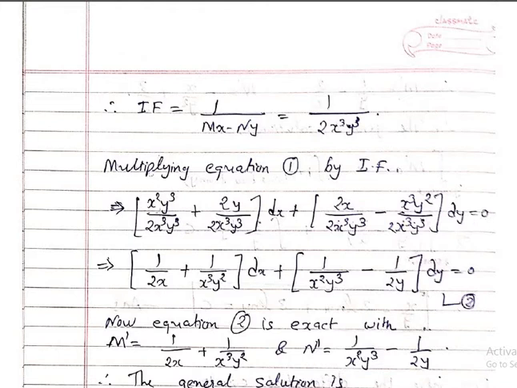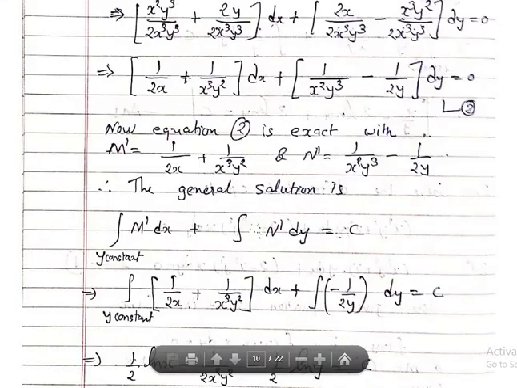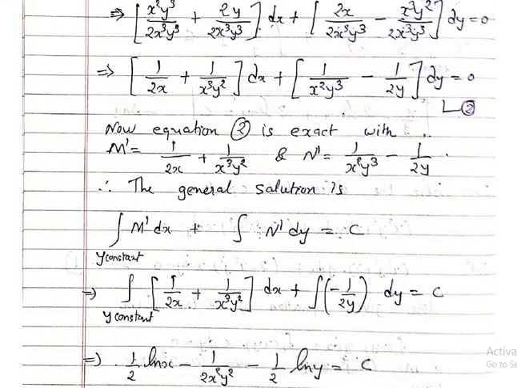Simplifying this, that will give (1 upon 2x plus 1 upon x cube y square) dx plus (1 upon x square y cube minus 1 upon 2y) dy is equal to 0. Now this equation 2 is exact. If you want to check, you can check it.